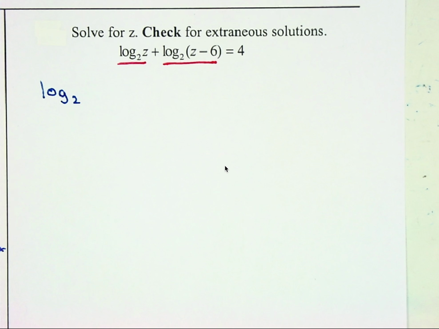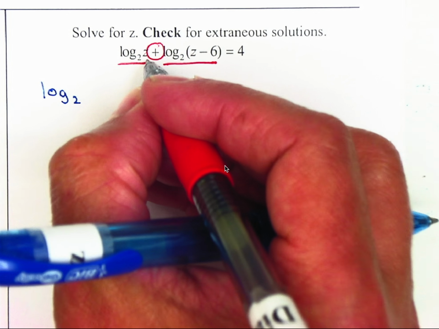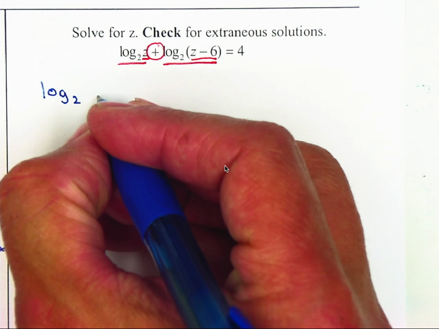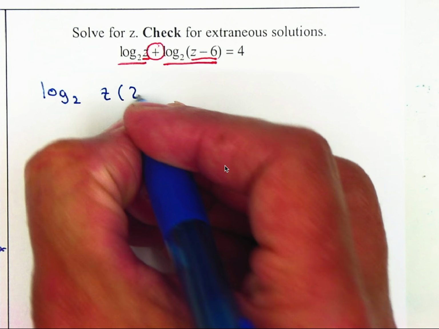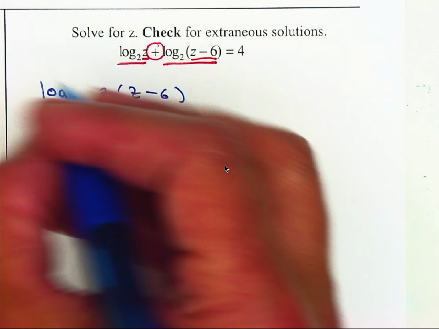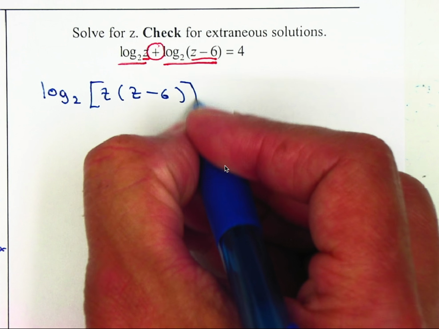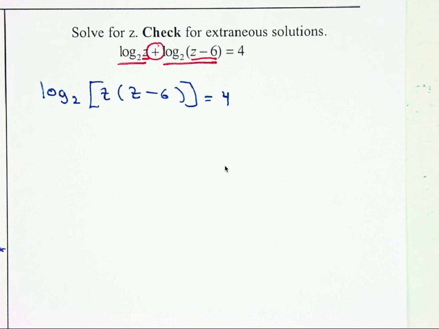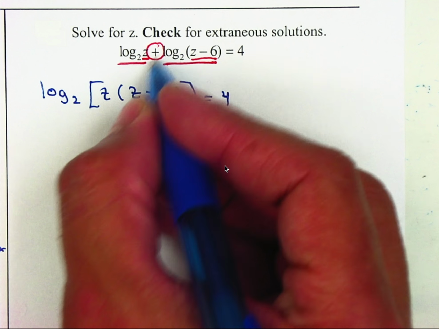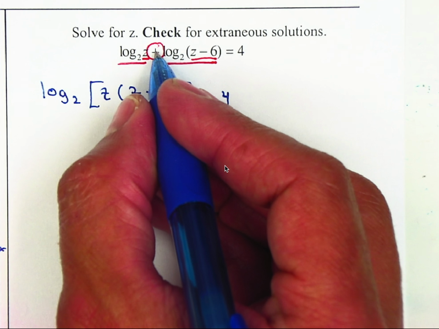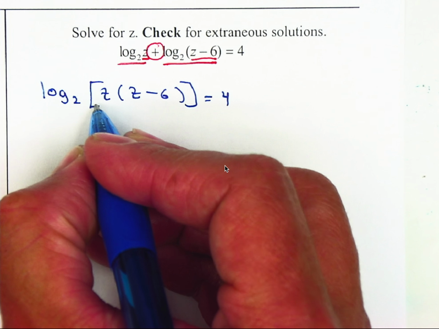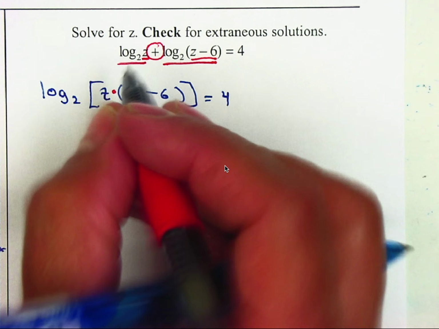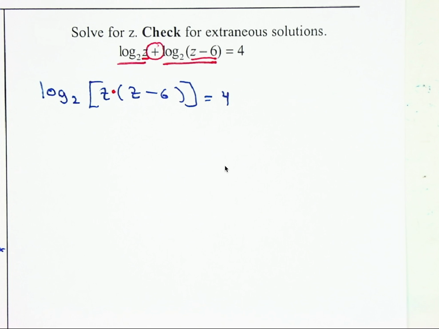And since there's an addition, that means that we are going to multiply the z and the z minus 6. So it'll be z multiplied by z minus 6. And we're going to place a bracket, since the parentheses are already taken, equal to 4. So if there's an addition, you multiply. If there was a minus, then we will be dividing and we'll be having a fraction. But in this case, addition means that we're going to multiply the z and the z minus 6.